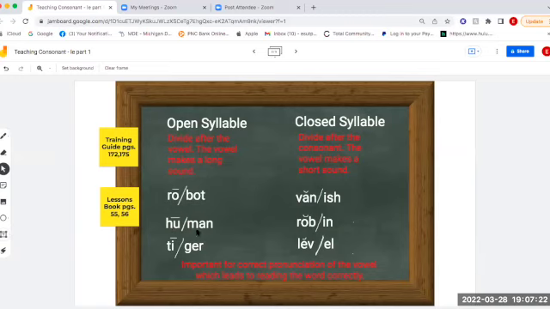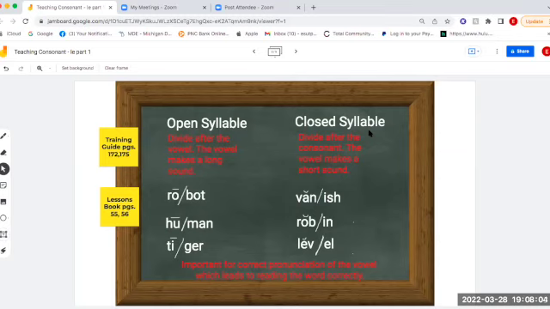Same with human. This word is divided after the vowel so that U makes the long sound. It's going to say either who or hue. In this case, hue for human. And in this word, tiger, the word is divided after the vowel again. So that vowel will say its long sound. Tie, tiger. So these are all open syllables because the vowel is open. There's no consonant closing it in.